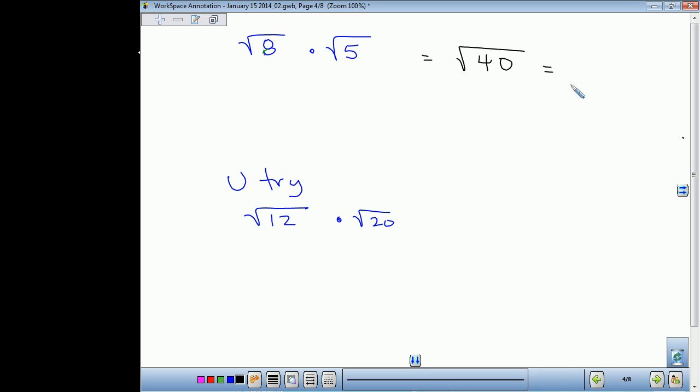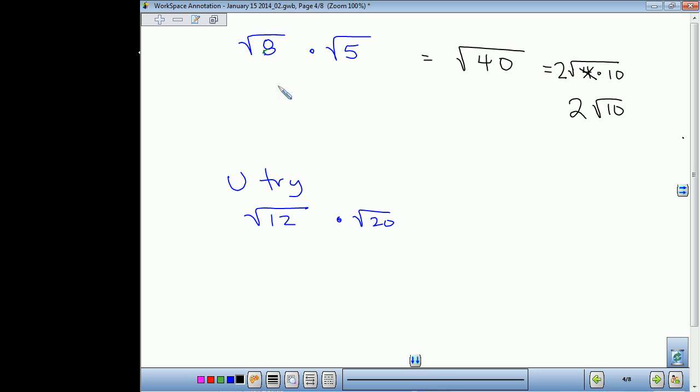Can you think of a perfect square factor that divides into 40? 4. So we think of this as 4 times 10. The square root of 4 is 2. So this is 2 times the square root of 10. Now, don't put the 2 up here. It's not telling me what root I'm taking. It's 2 times the square root of 10. So even though I wrote it a little high right there, I shouldn't have. There we go.